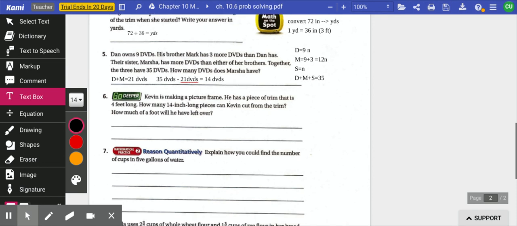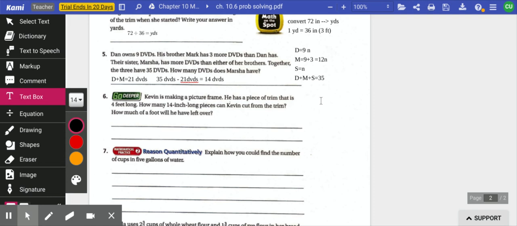All right, next. Kevin is making a picture frame. He has a piece of trim that is 4 feet long. How many 14-inch long pieces can Kevin cut from the trim? How much of a foot will be left over? So we know that this is going to be a division problem because they're saying how many feet will be left over. And we're kind of going from inches to feet and back again.